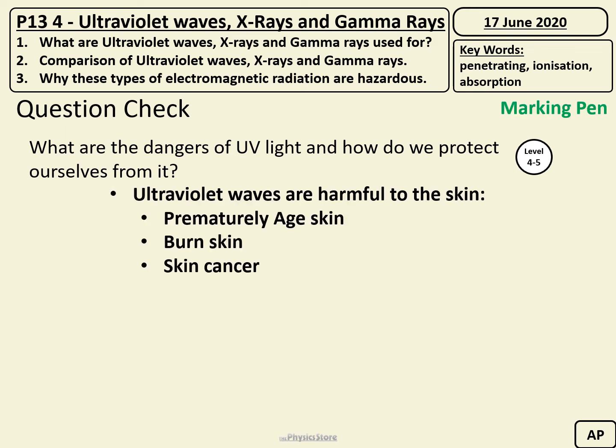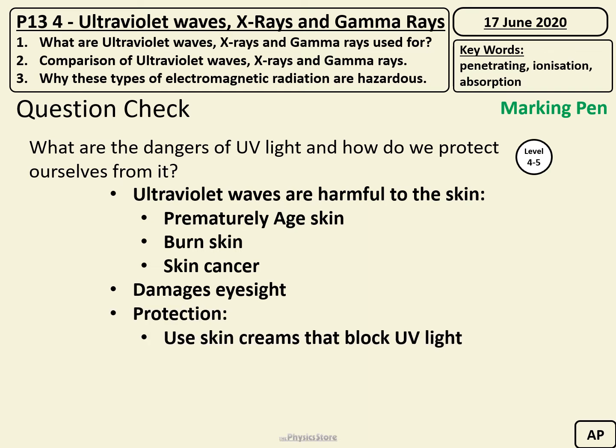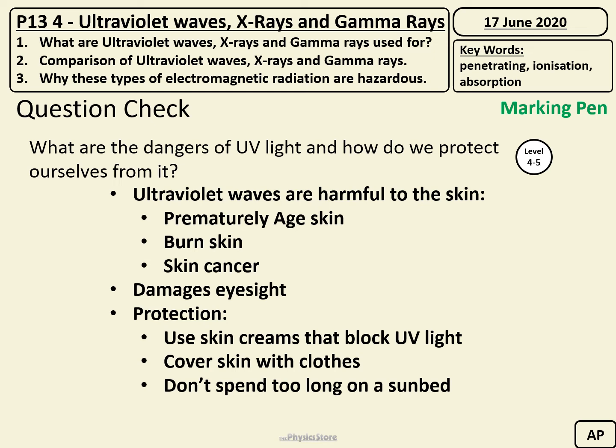So ultraviolet rays are harmful to the skin. They prematurely age the skin, burn the skin, can give you skin cancer, and damage eyesight. So in order to protect yourselves from it, you'd need to use skin creams that block UV light, cover skin with clothes, not spend too long on a sunbed, and wear UV filtered sunglasses.